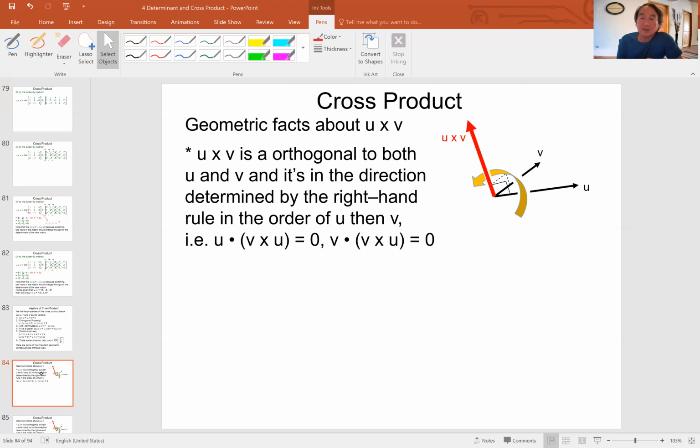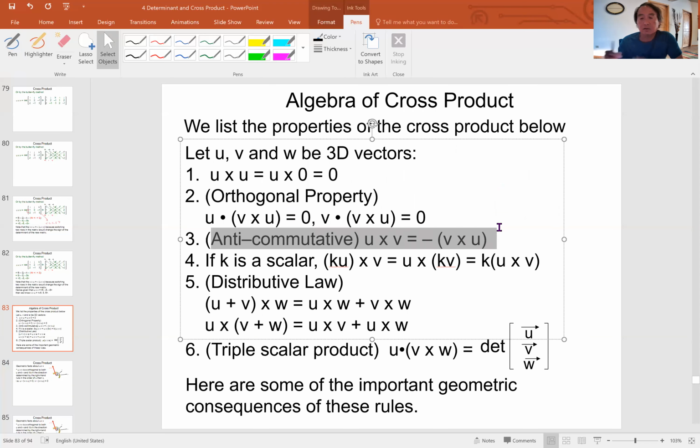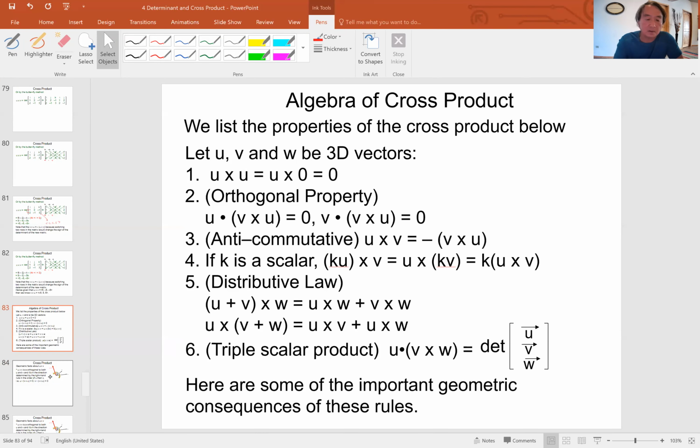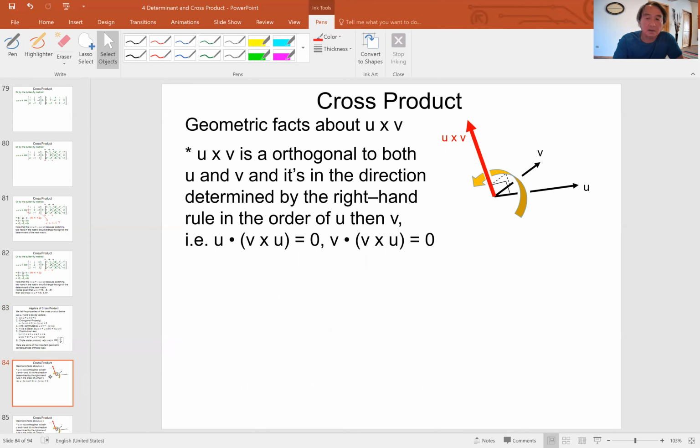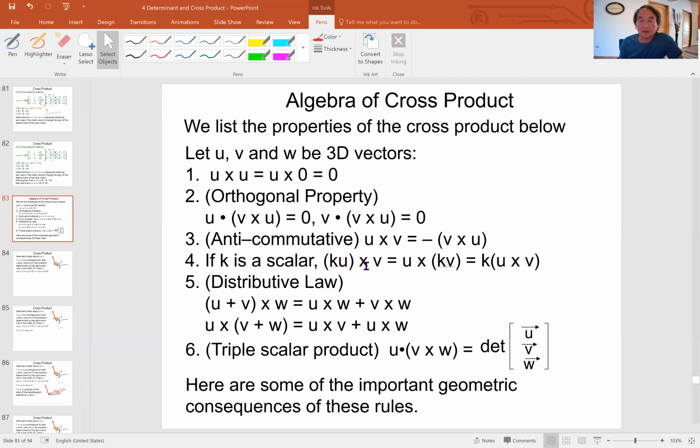In particular, since u is perpendicular to u cross v, their dot product is 0, and similarly for v. It's also anti-commutative: if I switch the order, I get the opposite vector, so v cross u points in the other direction. Scalar multiplication can be pulled out, and the cross product distributes. These are quite simple.